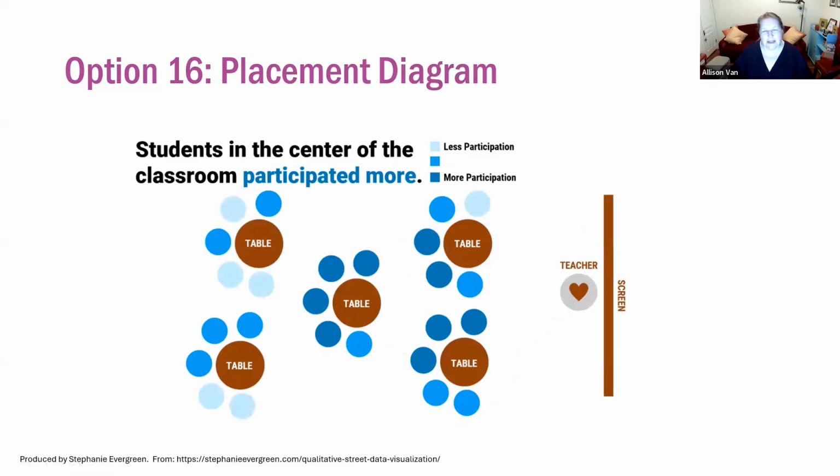Okay, option 16, a placement diagram. This can be really useful if you're doing observational studies or if you have spatial elements to your work. So again, color is being used heavily here. More participation is in this darker blue, and right away you can see that what they are stating certainly appears to be true, that those towards the front and those in the center are more engaged, and those in the back and off to the sides are less engaged.